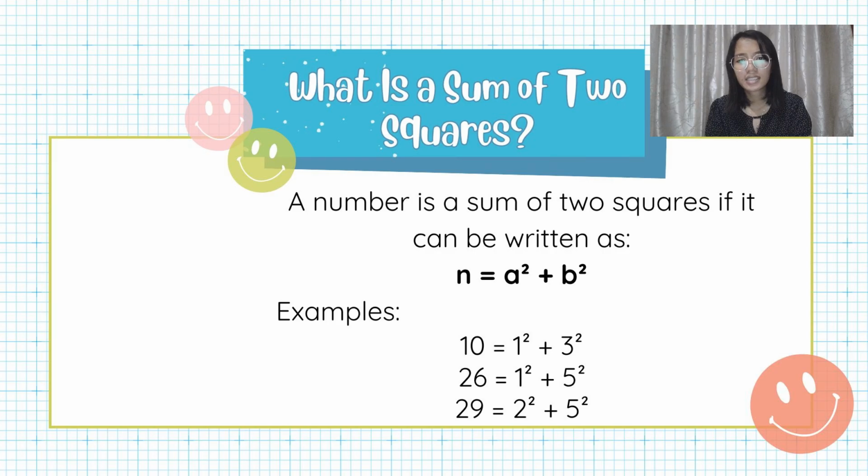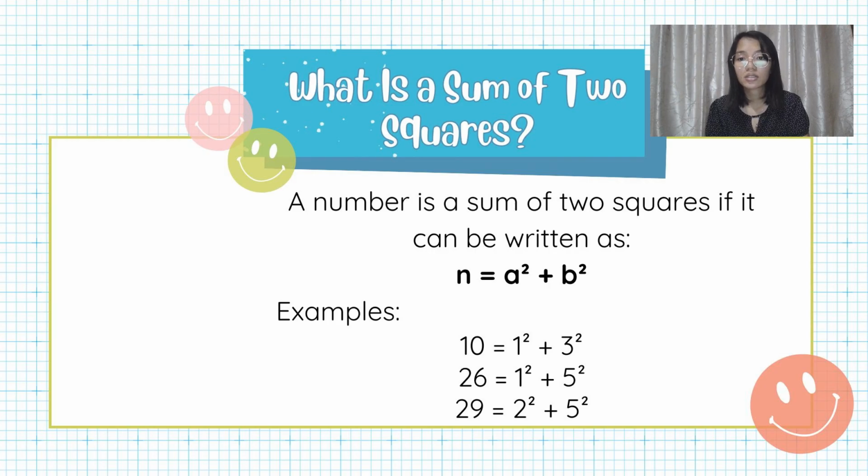So what is a sum of two squares? A number is a sum of two squares if it can be written like this: N is equal to a squared plus b squared. Let's have an example. 10 is equal to 1 squared plus 3 squared. 1 squared is 1 and the square of 3 is 9. So 1 plus 9 is 10.